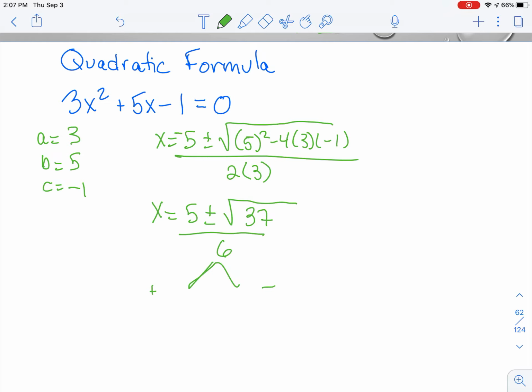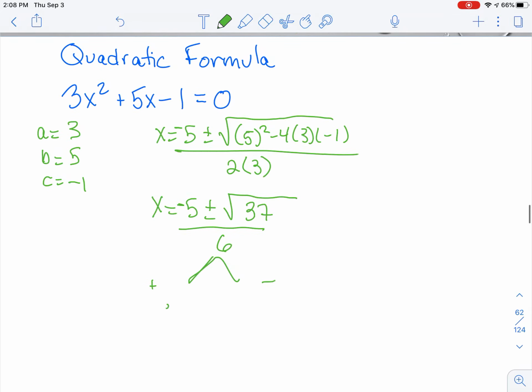what's a -5? Negative b. So -5 plus the square root of 37, enter, divided by 6, I get 0.18. And -5 minus the square root of 37, enter, divided by 6, -1.847. Okay. So these two answers here are, in fact, your x-intercepts, approximately. Okay. Again, they're rounded answers.